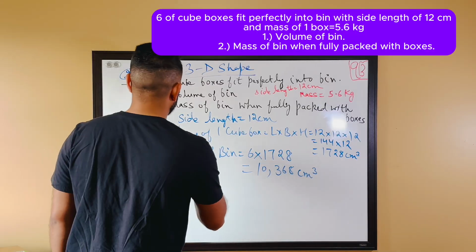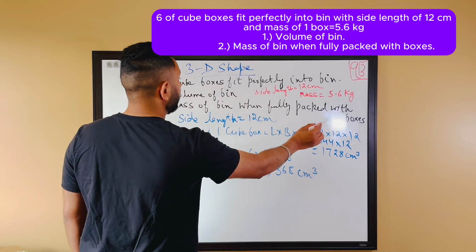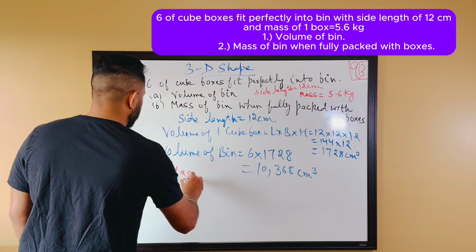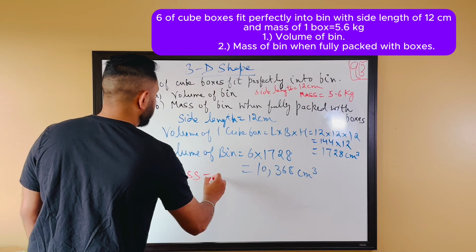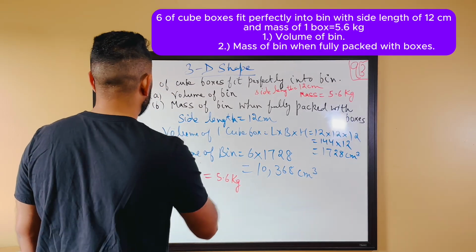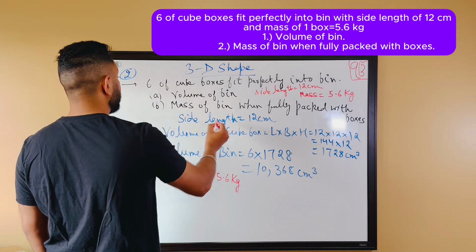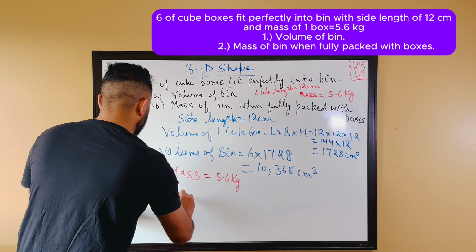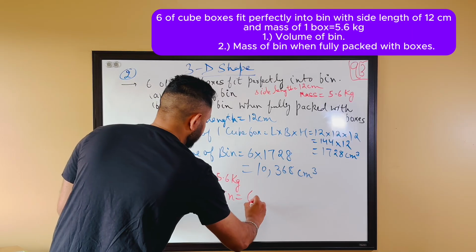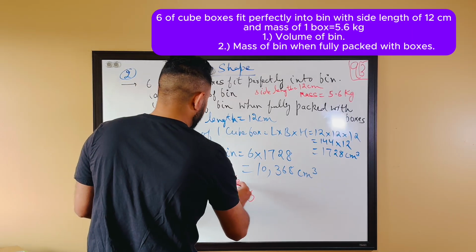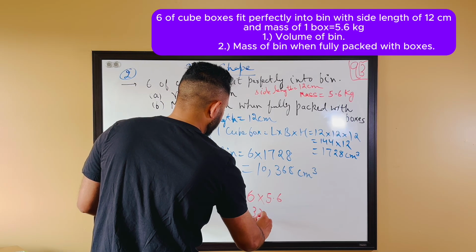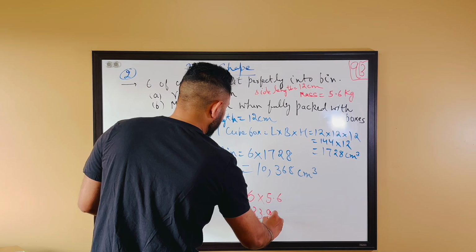And secondly, we're gonna find out the mass of the bin when fully packed with boxes. We are given the mass of 1 cube box, 5.6 kg. So this is the mass of 1 cube box, but what we need to find out is the mass of the bin. As the bin has 6 cube boxes, multiply 6 by 5.6, it comes out to be 33.9 kg.